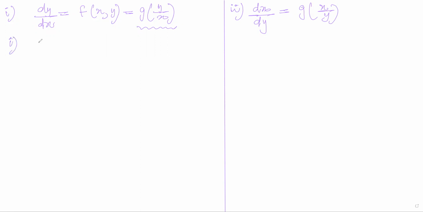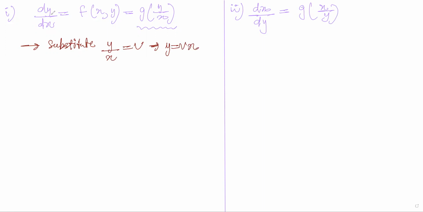First, substitute. These are the two most important steps. You have to substitute y by x with v. So basically, you have to substitute y equals vx.